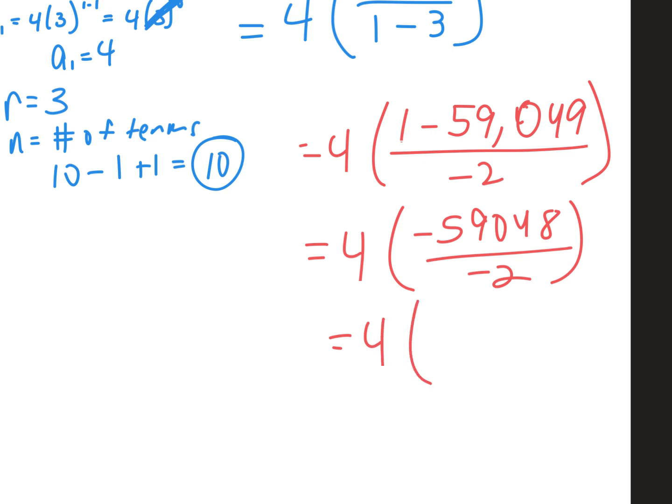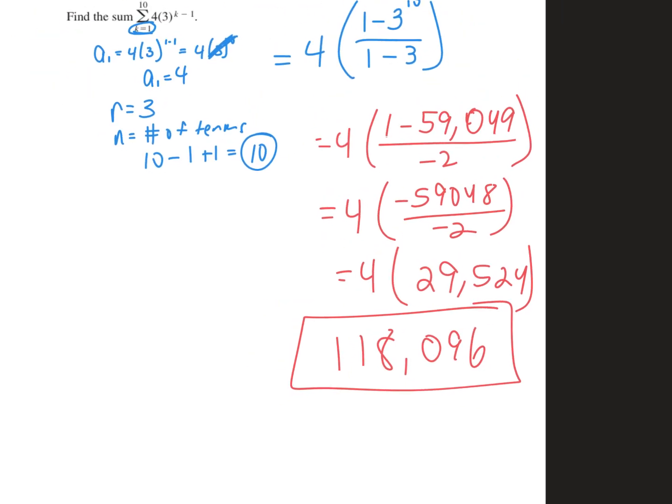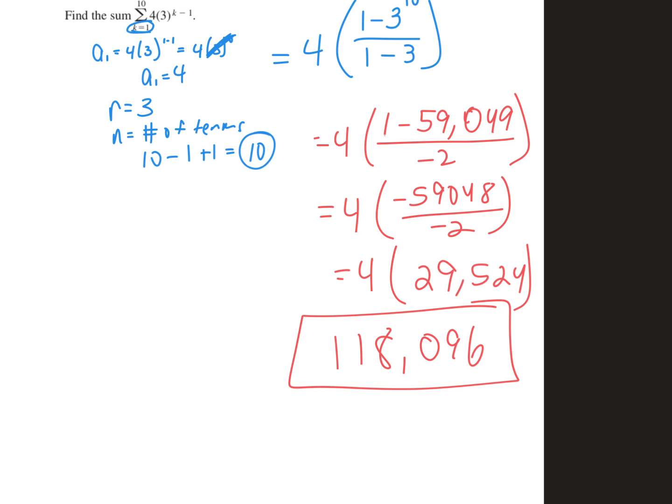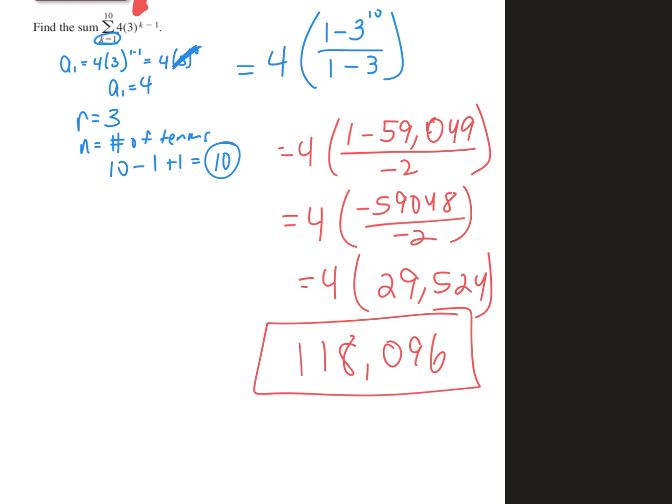So I'm going to simplify a little more. Say 4 times 29,524. You guys get that? And then I'm going to multiply that by what? 4. So I get 118,096. You guys get that? So what is that telling me? That's telling me that I started off with 1 and I ended with 10. I plugged in 1, 2, 3, 4, 5, 6, 7, 8, 9, 10 into this formula right here, and then I added all the answers together by using that formula. Questions?